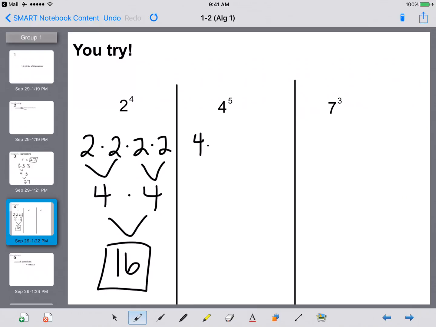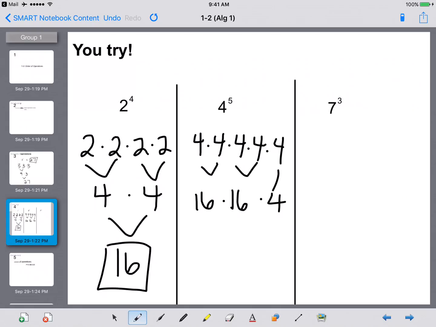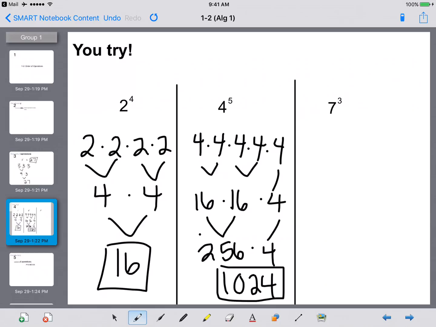We've got 4 to the fifth. So 4 times 4, 3, 4, 5 times. 4 times 4 is 16. Times 4 times 4, which is 16. Times 4. It's just coming on down. 16 times 16 is 256. Bringing down our times 4, and 256 times 4 is 1,024. So 4 to the fifth is 1,024.